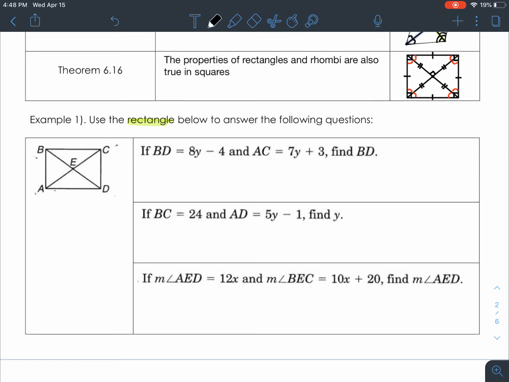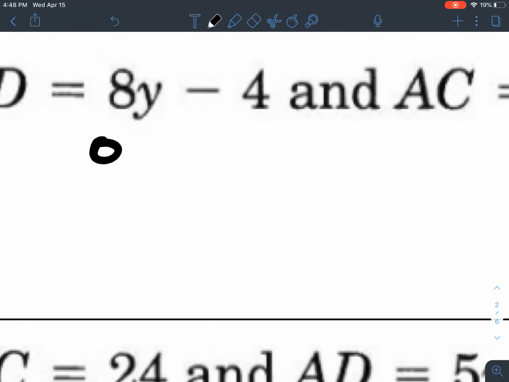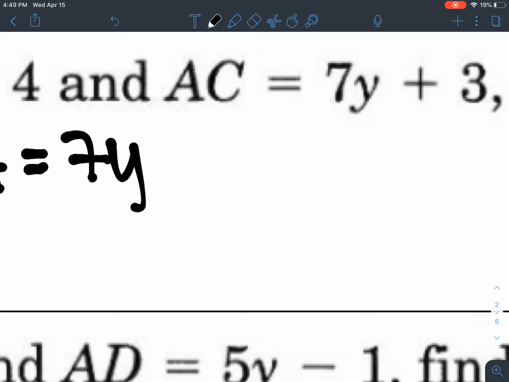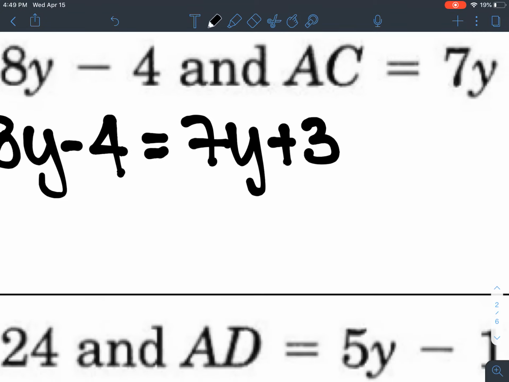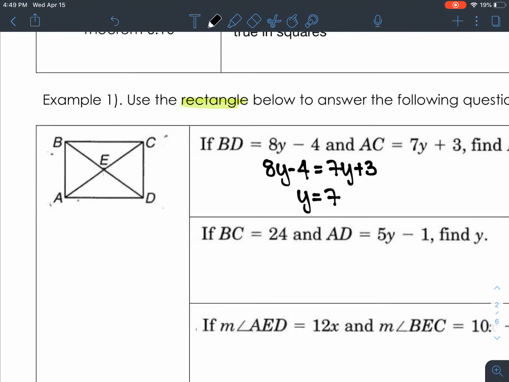So for this first one, we are given BD is 8y minus 4, AC is 7y plus 3. Those are our diagonals. Now, what do we know about the diagonals of a rectangle? We know that they are congruent. So all I'm going to do is set 8y minus 4 equal to 7y plus 3, and then I'm going to solve. So subtract the 7y, add the 4. I'm going to get y is equal to 7. Okay. Let's do the next one.